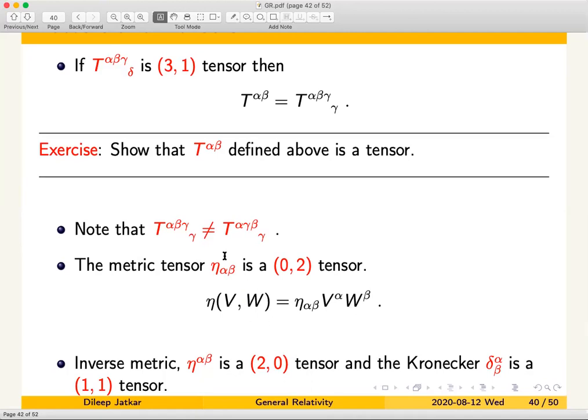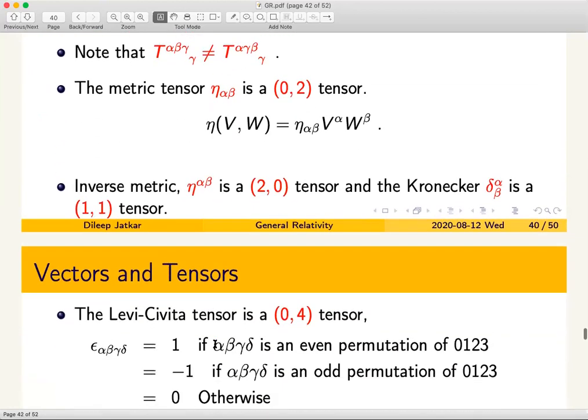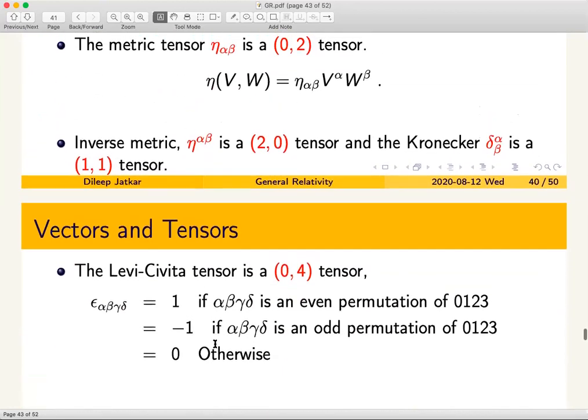Similarly, the inverse of this metric, which is eta upstairs alpha beta, is a second rank contravariant tensor, which is called a 2,0 tensor. Whereas the Kronecker delta alpha beta is just a 1,1 tensor. So we will look at this Levi-Civita tensor case and stop today.